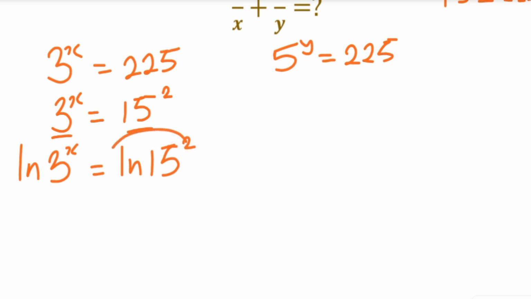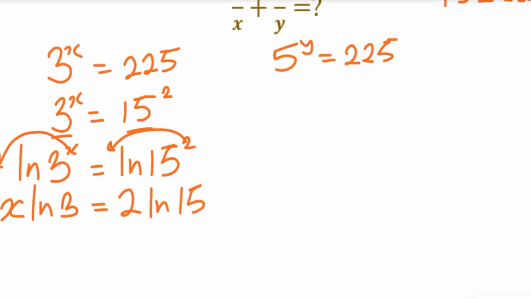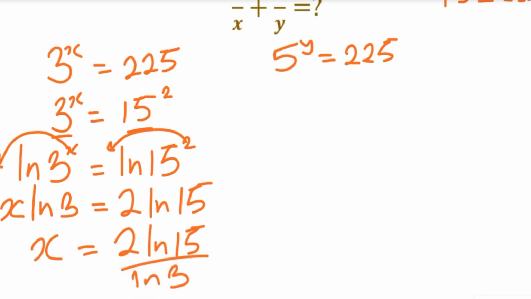As the rule says, the power comes and multiplies the other part. So we'll have x multiplied by the natural log of 3, according to the rule of indices, equal to 2 multiplied by the natural log of 15. So the value of our x in this expression will be equal to 2 multiplied by the natural log of 15 divided by the natural log of 3.